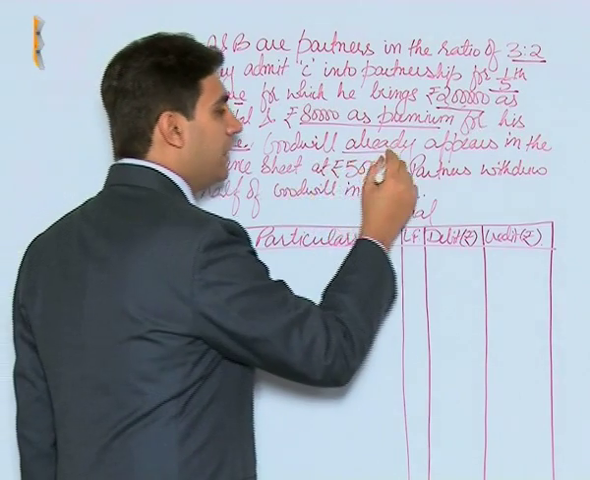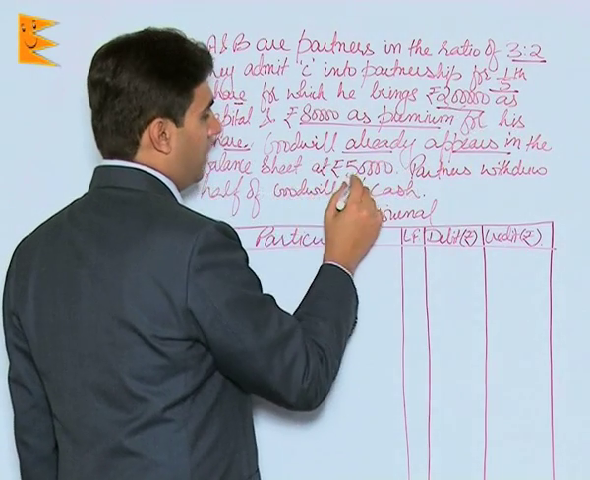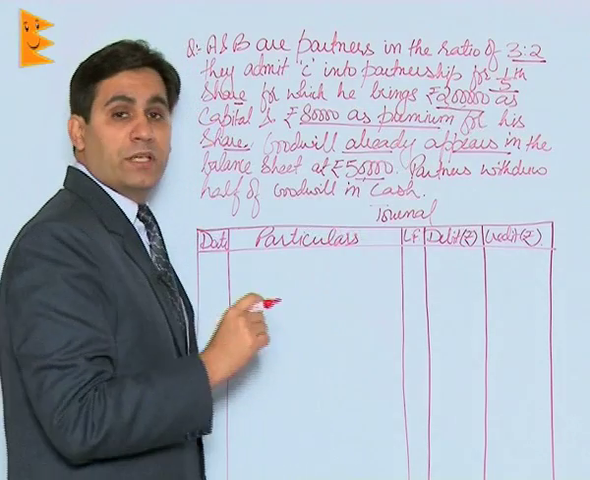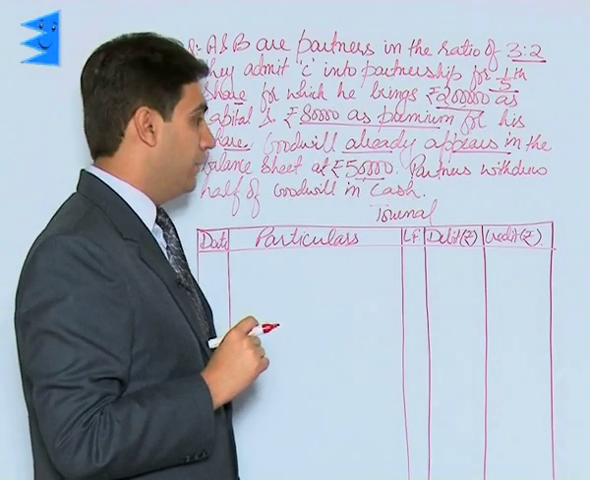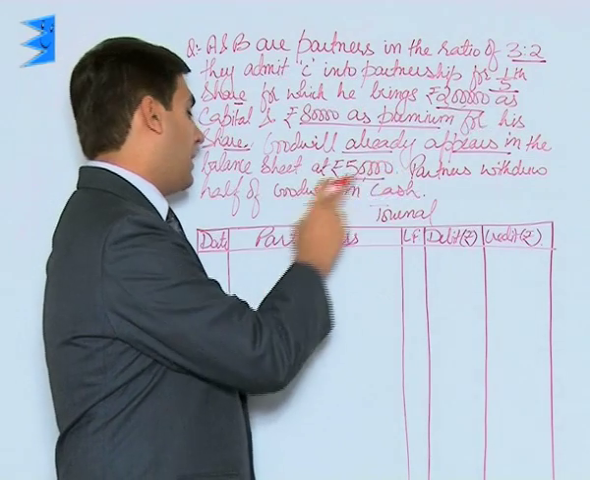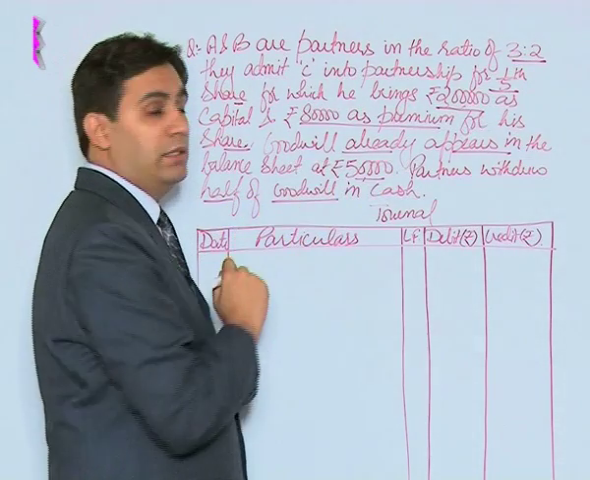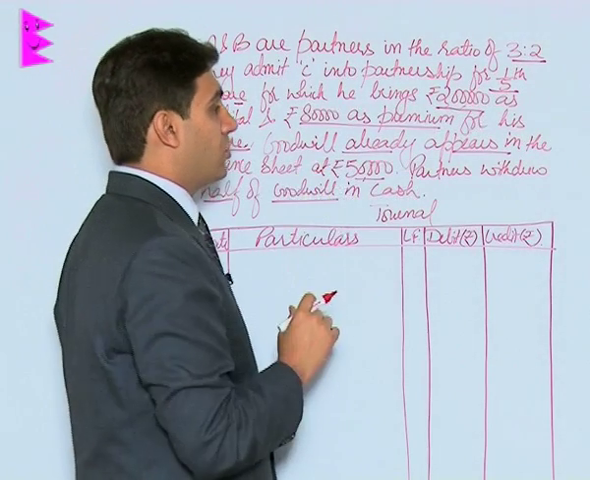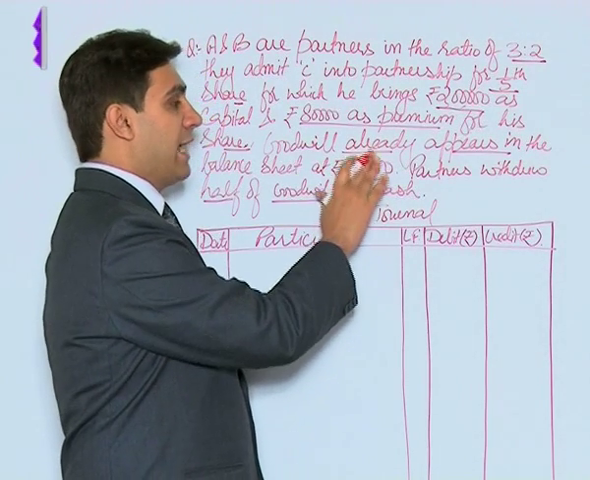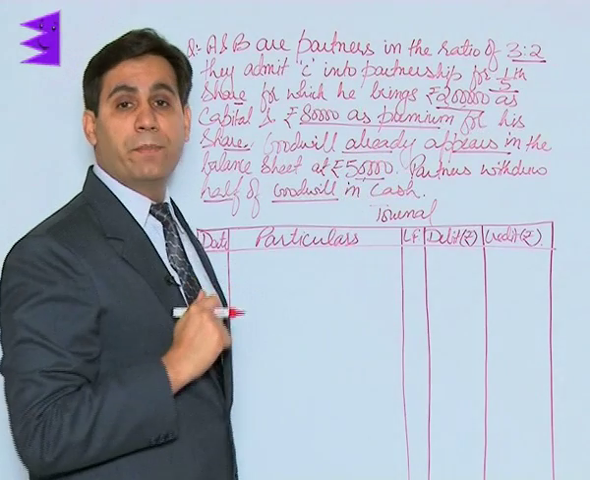Goodwill already appears in the balance sheet at rupees 50,000. Now students, this is the value of the goodwill that is already appearing in the balance sheet, and also partners withdraw half of the goodwill in cash. Now students, in this question, it is clearly mentioned that some amount of goodwill is already appearing in the balance sheet.